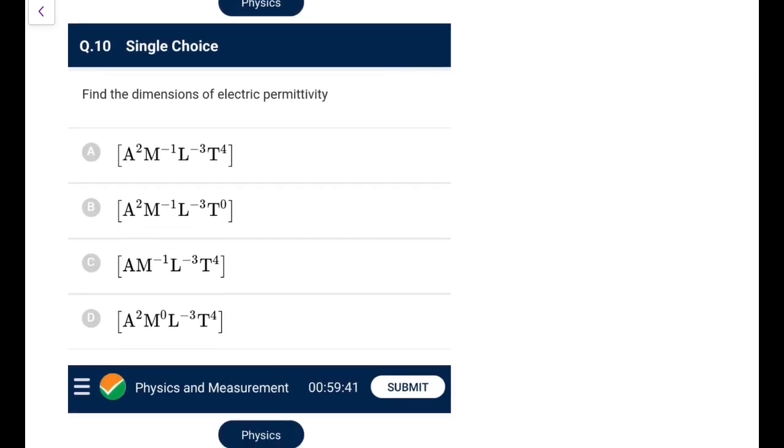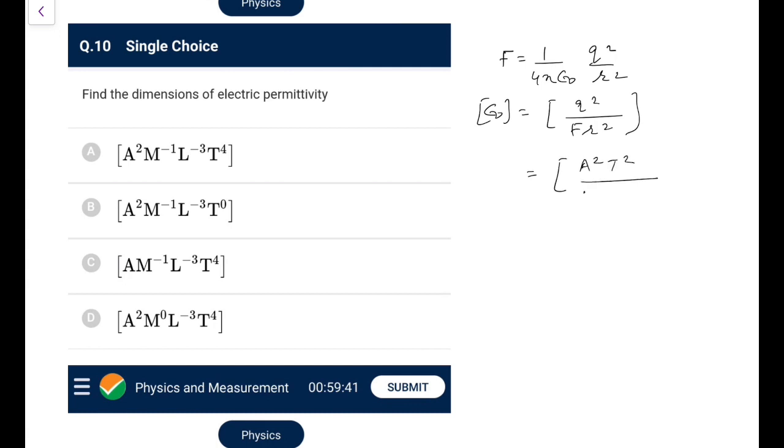Next, find the dimensions of electrical permittivity. So for the permittivity, you can go for any result. You remember the standard one is F = 1 upon 4 pi epsilon naught, q square by r square. So the dimension of epsilon naught, you can make it out as q square, 4 pi is dimensionless, F r square. Q is AT, so A square T square. Force, I told you always to remember, MLT minus 2, and this would be L square, so ML3. So whatever you are left with, M minus 1, L minus 3, T plus 4, A plus 2. So which are the options that you are matching here? The first one is the correct one, go for it.